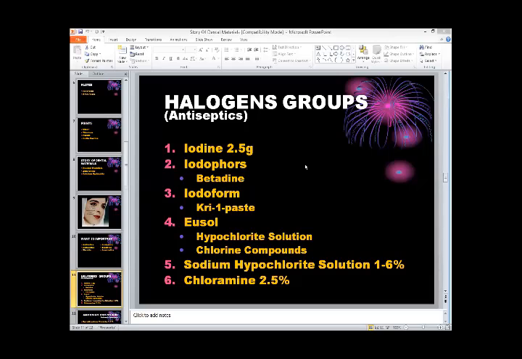Now, the next group which we are talking about today is the quaternary ammonium compounds. These ammonium compounds have a detergent quality. They are very good antiseptics because these compounds kill bacteria, but they also act as a detergent. And so many preparations are available in the market for this.